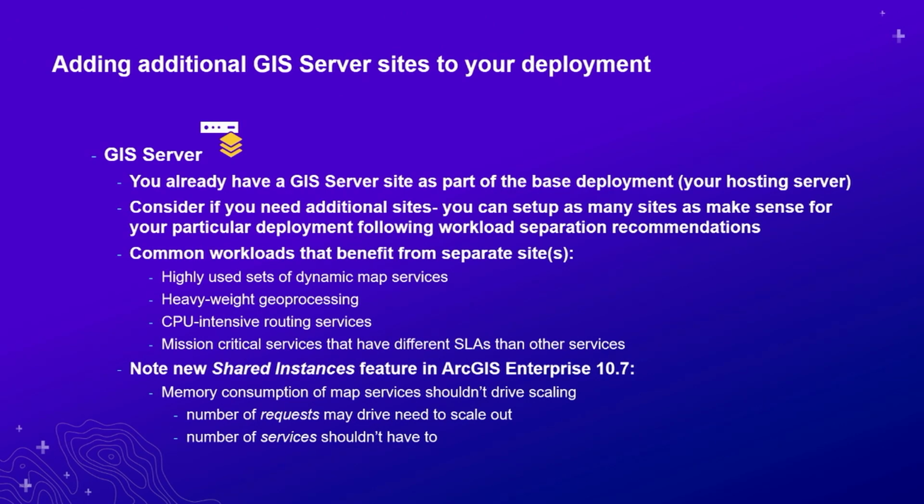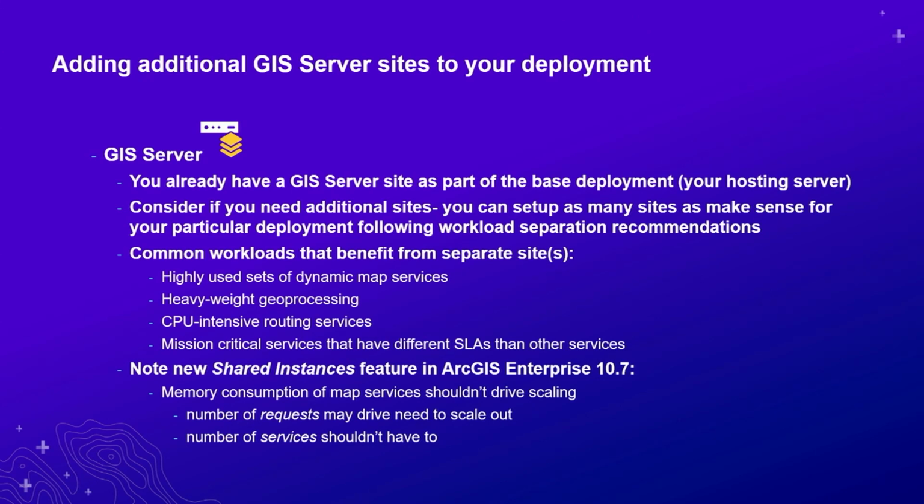That's about taking different types of compute and making sure that they don't interfere with each other. Some common workloads that benefit from having separate sites are things like having highly used sets of dynamic map services. Dynamic map services are inherently very CPU intensive. And if you have a lot of those dynamic map services, or maybe you just have a lot of requests for a small set of dynamic map services, then you may be overwhelming the rest of the system and crowding out their needs for CPU, for compute. Having a separate GIS server site for just those services may make sense.